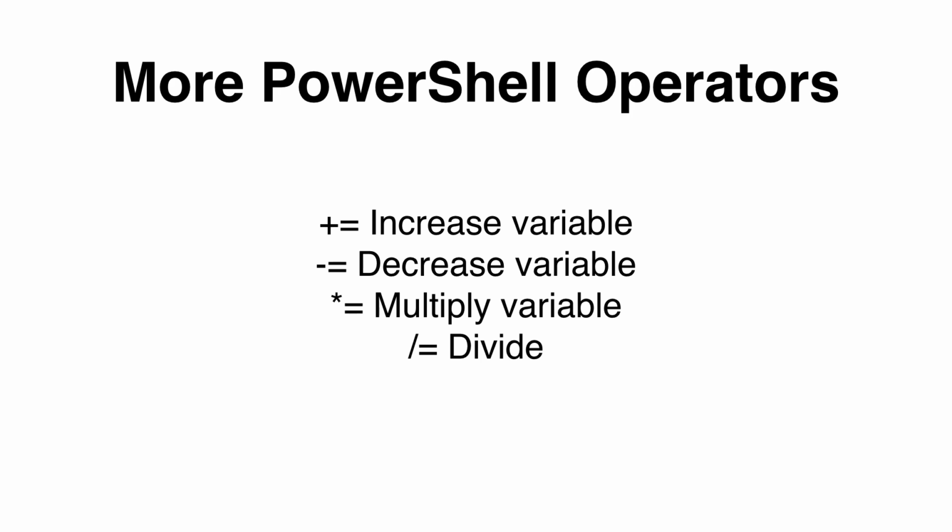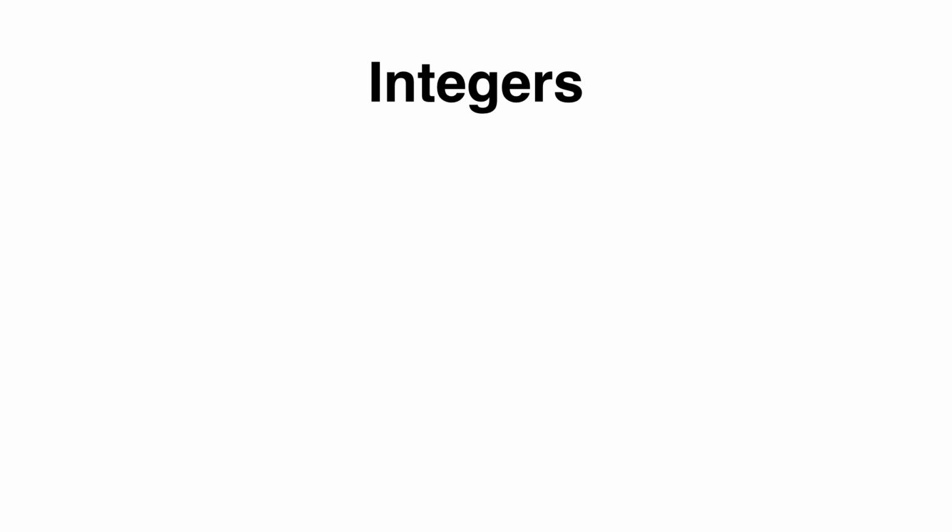Other PowerShell operators are the plus and equal sign. These are very useful if you're using integers. You can actually add something to it or increase the variable. You can increase it by itself. You can use the minus and equal sign to decrease it by itself. You can use the star and the equal sign to multiply it by itself. And you can use the slash and the equal sign to divide by itself.